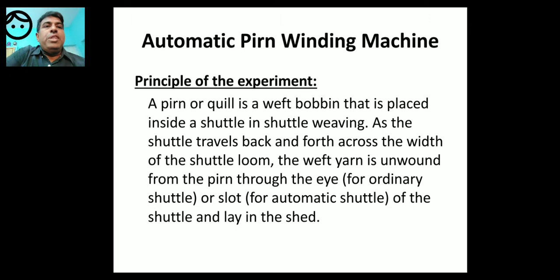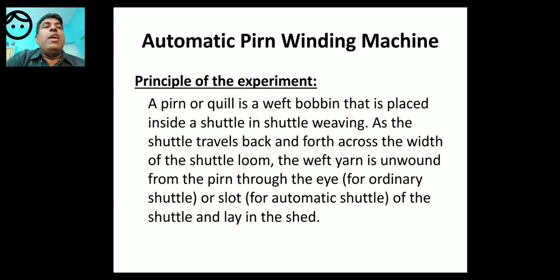Automatic pirn winding machine. Principle of the experiment. A pirn or quill is a weft bobbin that is placed inside a shuttle in shuttle weaving. As the shuttle travels back and forth across the width of the shuttle loom, the weft yarn is unwound from the pirn through the eye for ordinary shuttle or slot for automatic shuttle of the shuttle and laid in the shed.